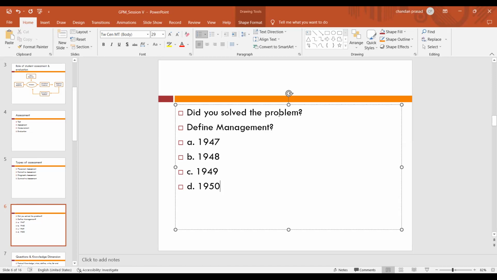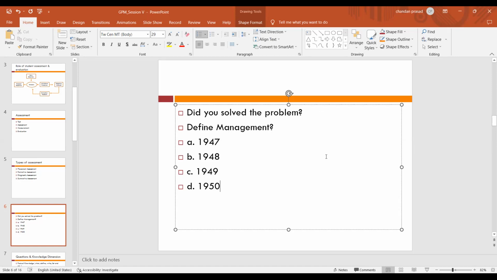In the selection type, see, did you solve the problem? What are the options? We have only two. Yes or no. So what we are assessing here, we are judging the students' correctness, whether he has selected the right statement or not, whether the student is able to differentiate or not. You got my point. These two question types, supply type and selection type.